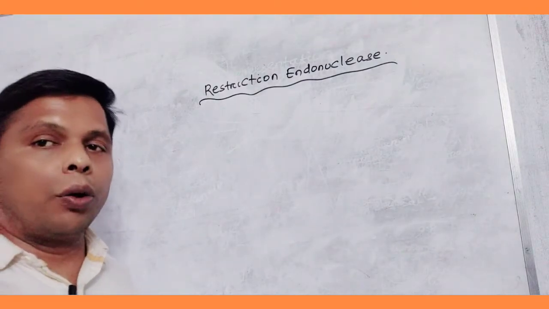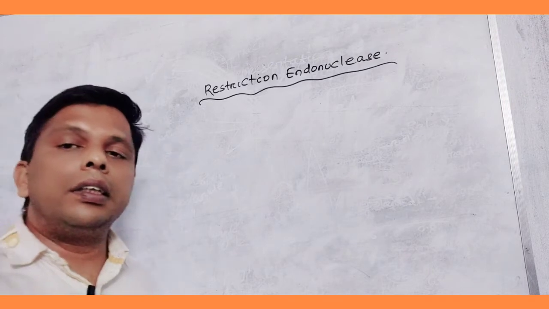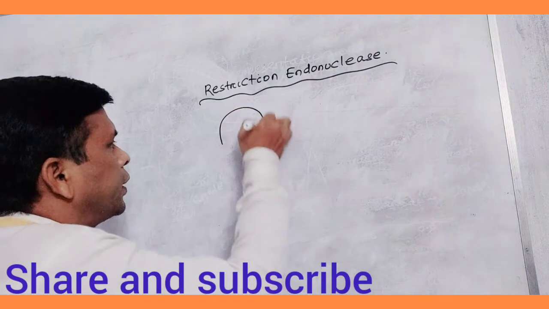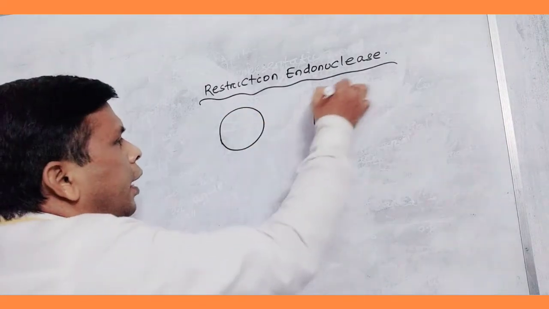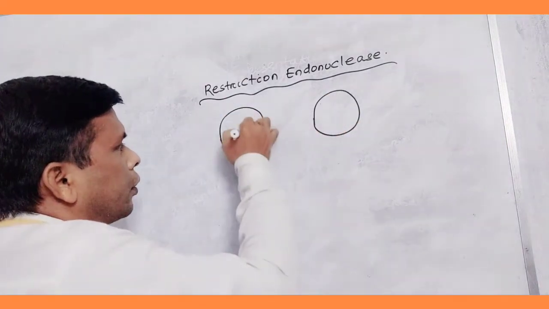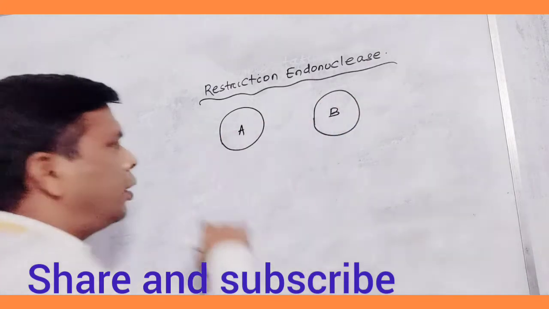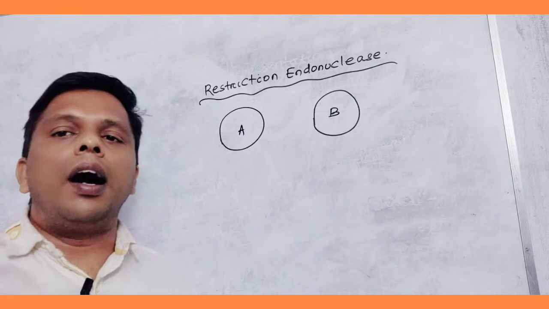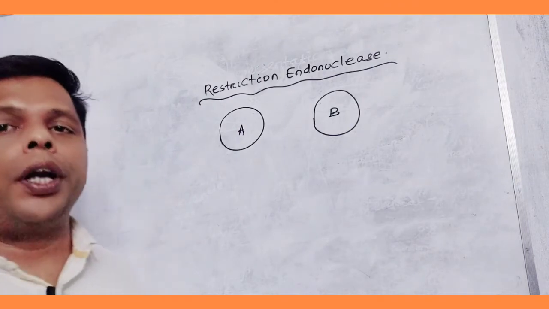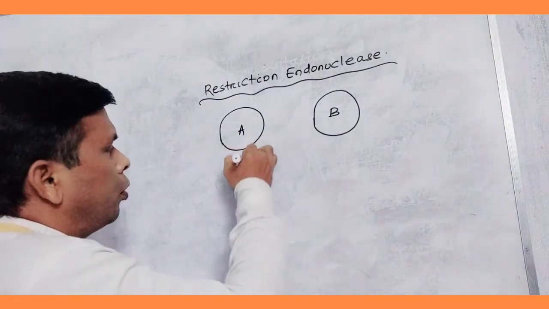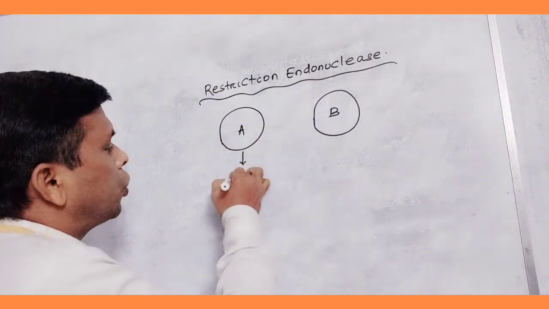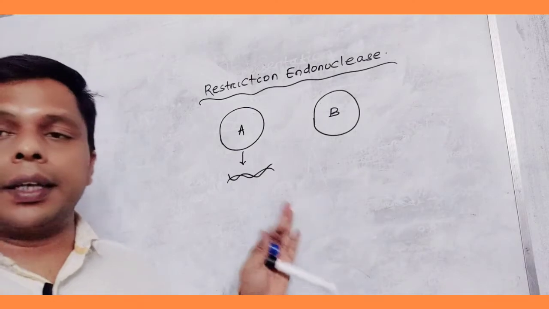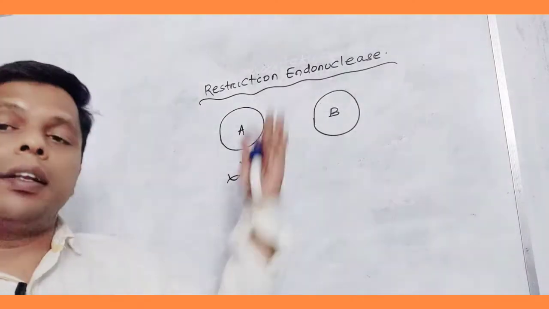In biotechnology, it is now possible to isolate genes. Suppose this is one cell A and this is another cell B. Suppose we want to isolate a gene from A and transfer it to B. How is it possible? Through an isolation technique. It is a separate technique, and I have described it in a previous video.